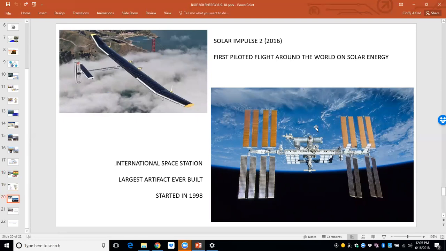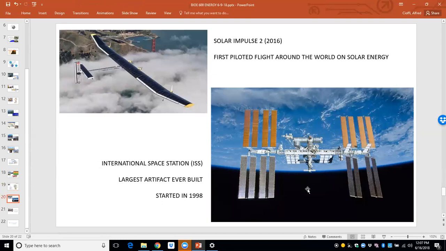And then finally, the International Space Station, otherwise known as ISS, right? The ISS is, I think I mentioned it already, the largest artifact that humanity has ever built. It was started in 1998, and it's still under construction. They're continuously adding modules to it, but it will become obsolete, I think, in 2025 or something like that, because the technology has advanced so much that the maintenance of this station is becoming too high, because the technology has been superseded already.